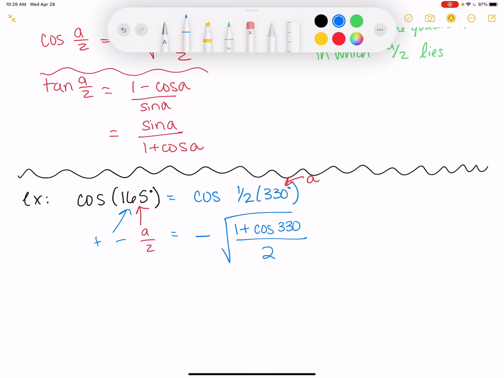All right, so now I'm going to figure out what the cosine of 330 is. Root 3 over 2.